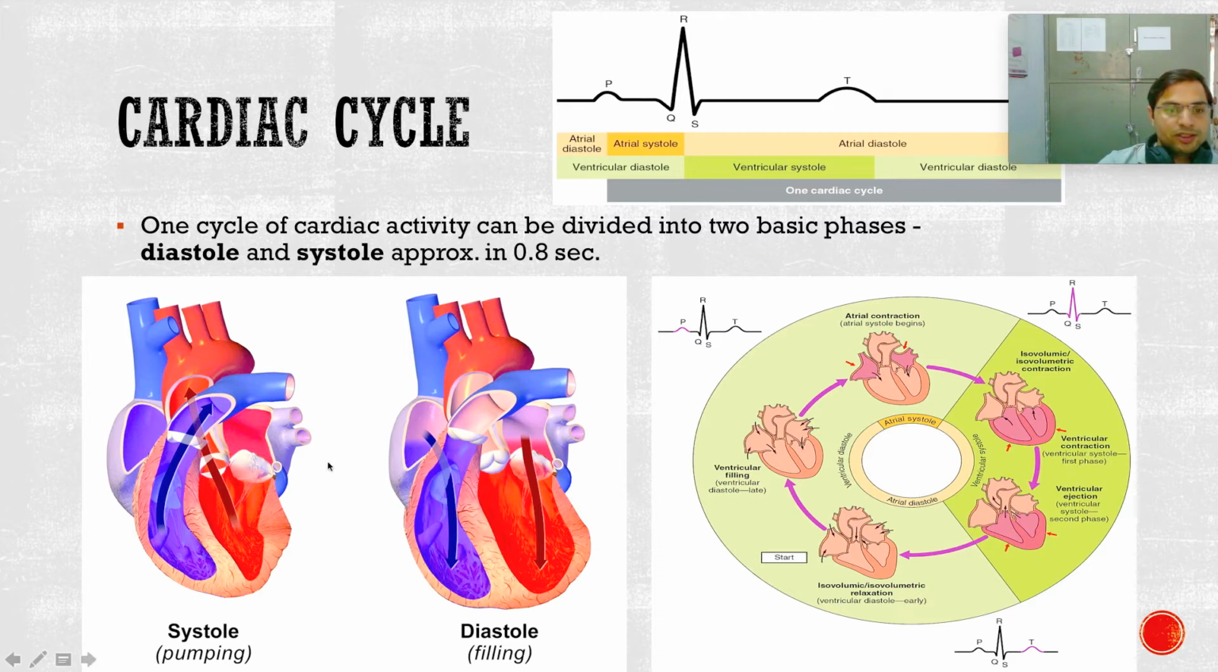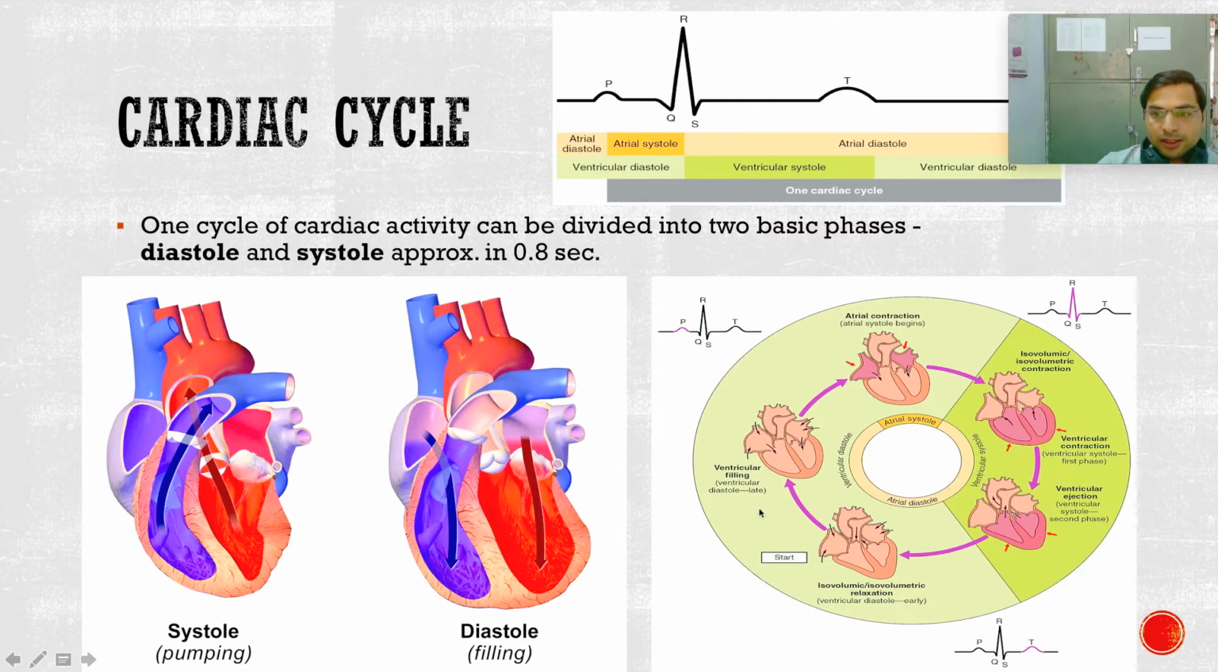We already know what systole is. Systole is pumping. When the blood is pumped out of the ventricles, that is called systole. The contracting or the pumping is called systole, and the relaxation of the ventricles and the filling of the ventricles with blood is called diastole. So diastole is relaxation, systole is pumping. And the cardiac cycle, right?